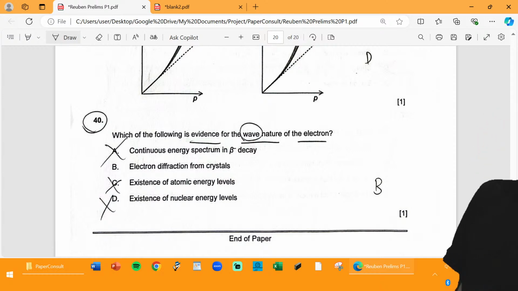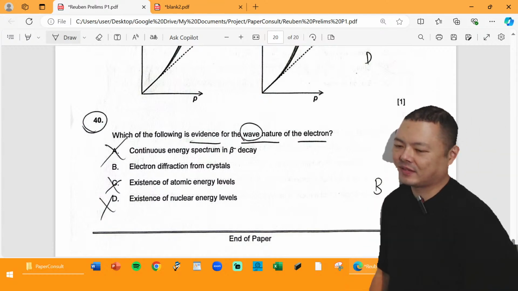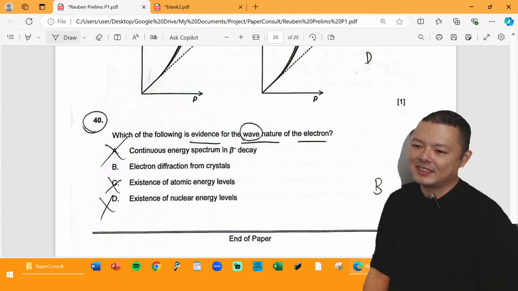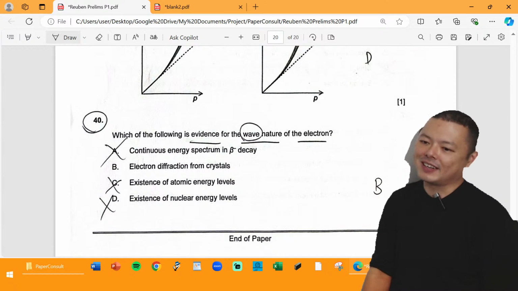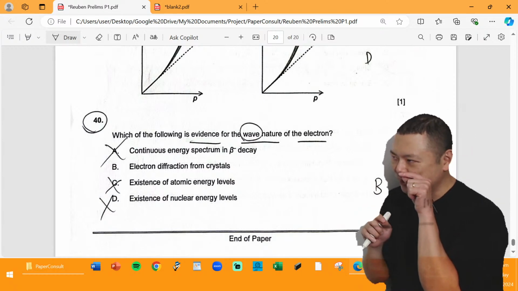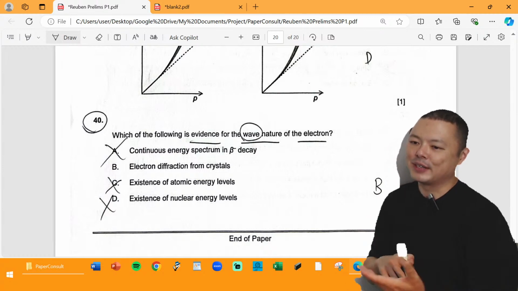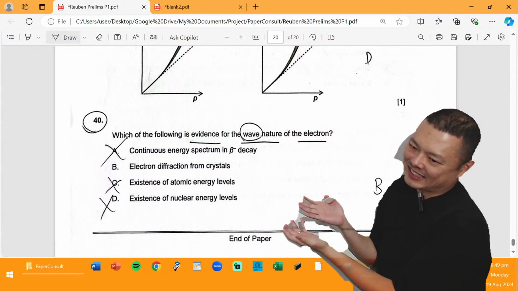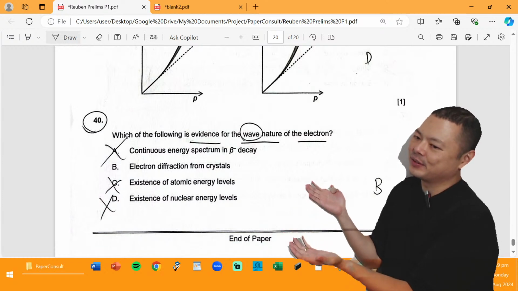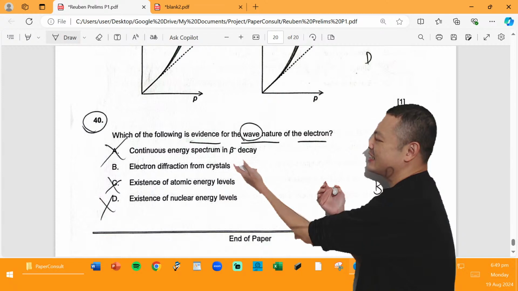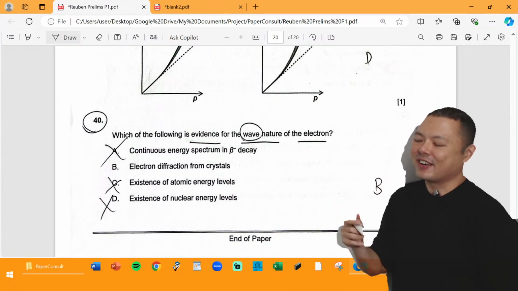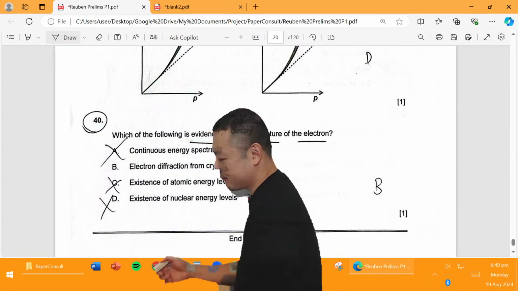But what was the experiment I quoted inside my notes for the wave nature of electrons? Yeah, I know, but fire the electrons at what? Powdered graphite, right? So basically they were doing electron diffraction on powdered graphite. It's just that here they give you a different scenario. They ask which one is the proof. It's actually electron diffraction from crystals. So B is the answer. Correct. Down here they're using crystals to diffract.